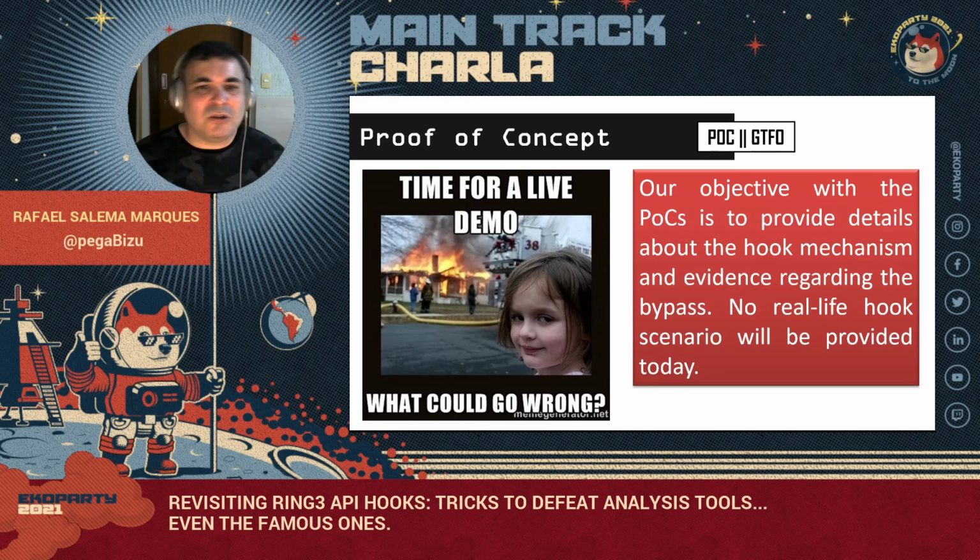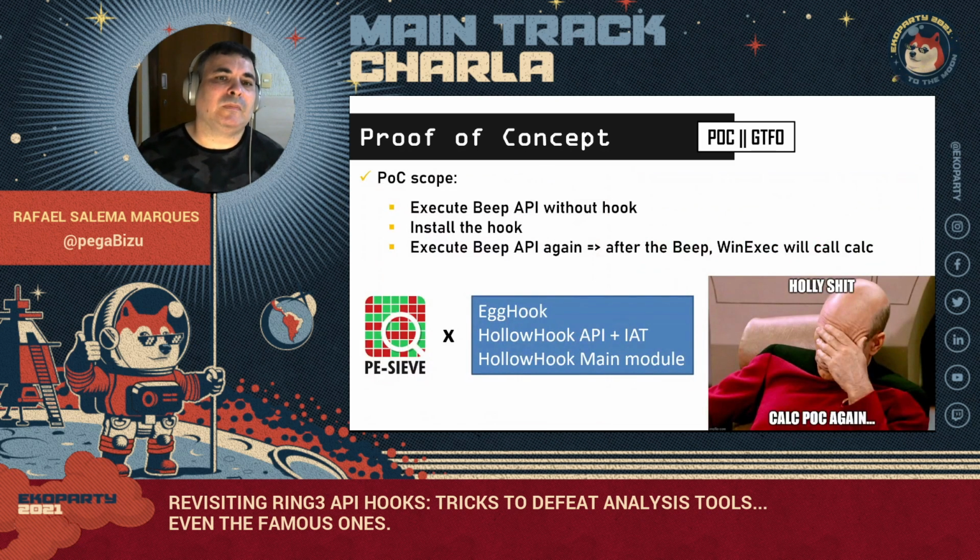Okay. The source code provided as a proof of concept is not made to address real-life scenarios, guys. They do not inject in a remote process or do some other nice tricks. They were specifically made to illustrate and improve the hook and the bypass strategy. So the proof of concept idea for our example here is the same. First, we will call beep, just a beep, so you can hear it without the hook installed. Then we will install the hook and call beep again. But after the hook is installed, when we call beep, the Windows calculator will pop up.